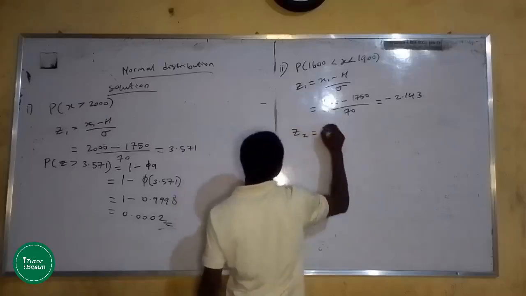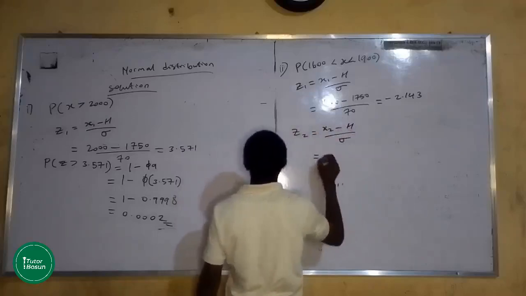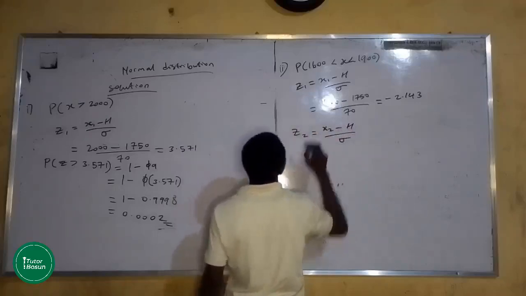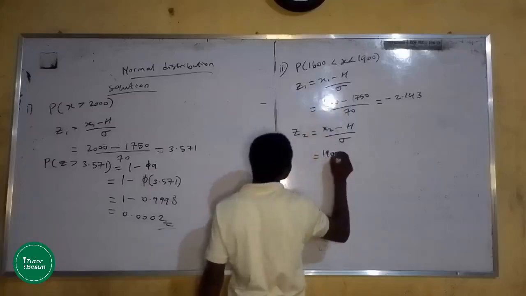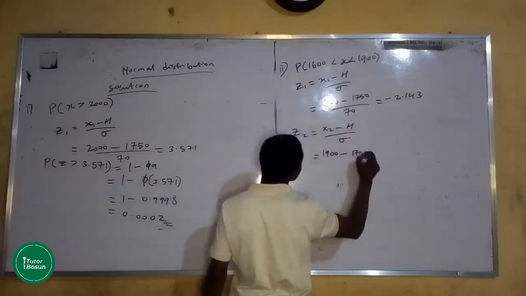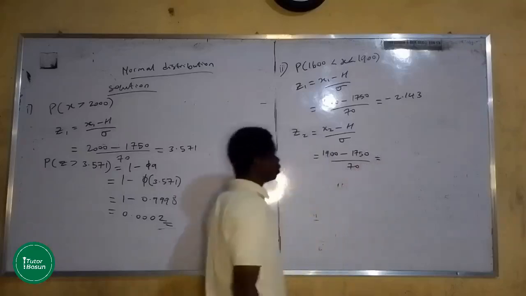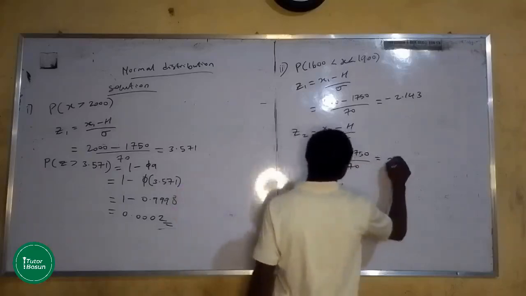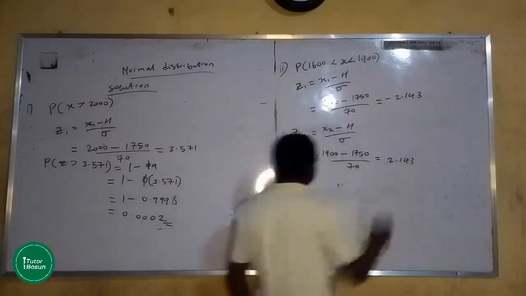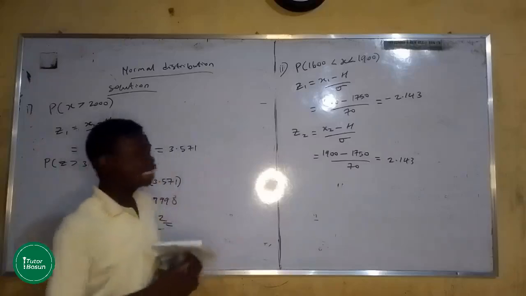Similarly, for Z2, we have x2 minus mu over sigma. X2 is 1,900 minus our mu, which is 1,750, over 70. And if you do that very well, we should also get 2.143. So we are able to get our Z1 and our Z2.